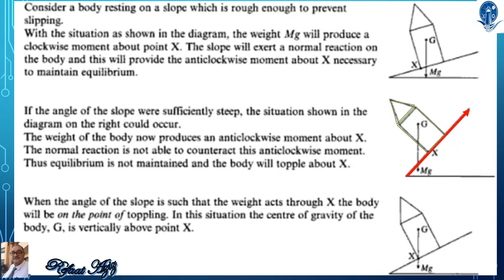Then this is the point of toppling and this is the point G, the center of gravity. When the angle of the slope is such that the weight acts through the point x, notice here this is the center of gravity and this is the point of toppling. They are on the same vertical line. And it's very important to notice that the point of toppling is under the point of center of gravity. Again, the point of toppling is under the point of center of gravity.